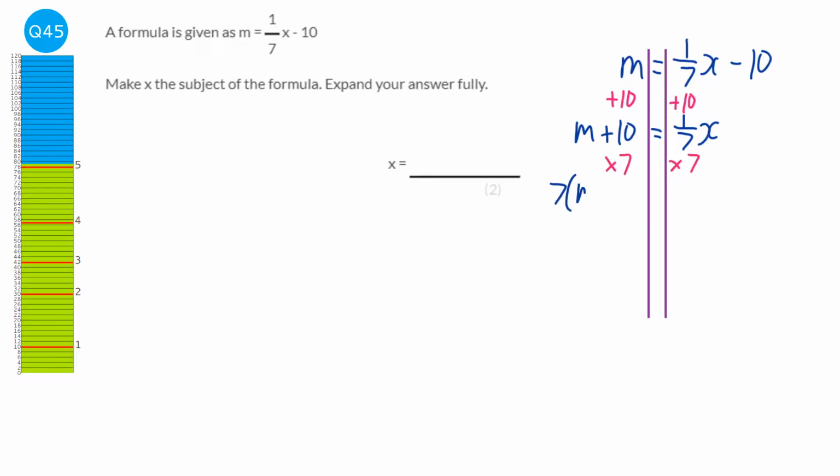So 7 brackets m plus 10 equals x. So x therefore would equal 7 brackets m plus 10, but it says expand your answer fully, so we just expand the brackets, 7m plus 70.